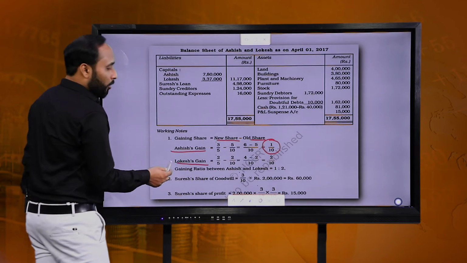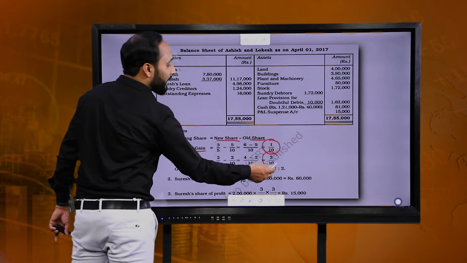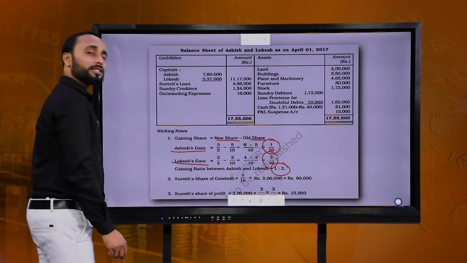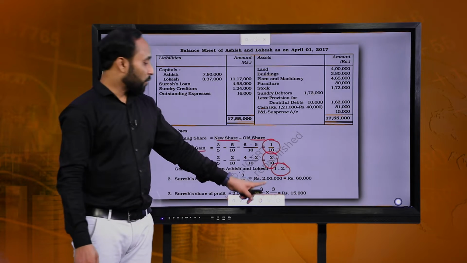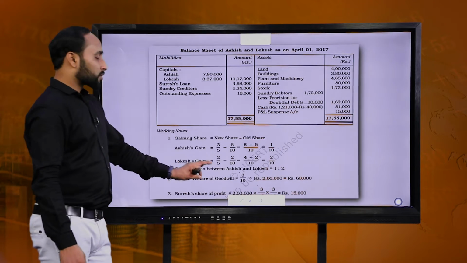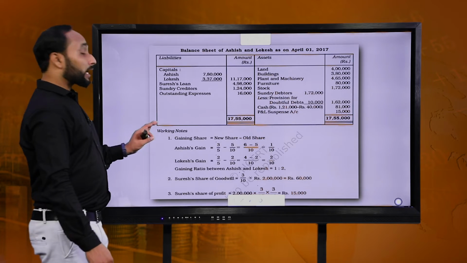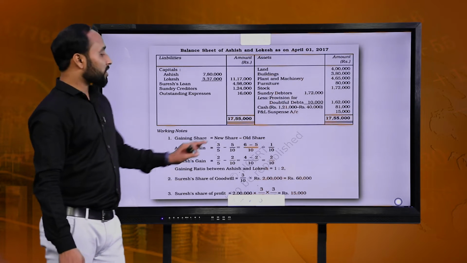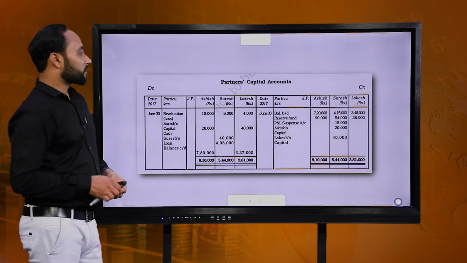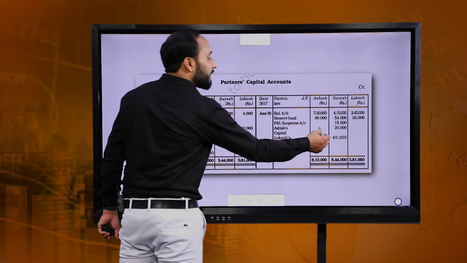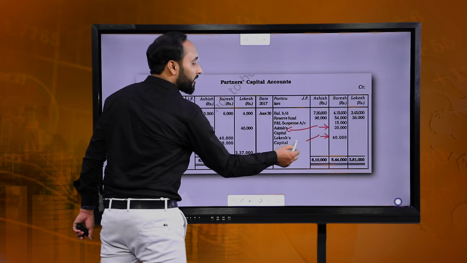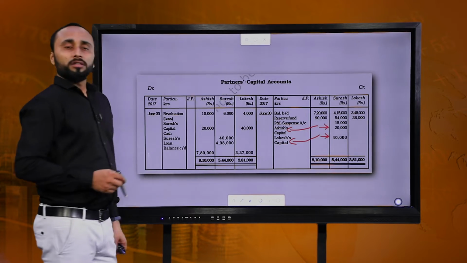When we did this for Lokesh, we found it 2 by 10. So the ratio becomes 1:2, which means this amount of 60,000 will be given to the retiring partner, Suresh, by the gaining partners Ashish and Lokesh in the ratio of 1:2. So if you divide 60,000 into 1:2, you get 20,000 and 40,000. So 20,000 will be given by Ashish and 40,000 will be given by Lokesh.